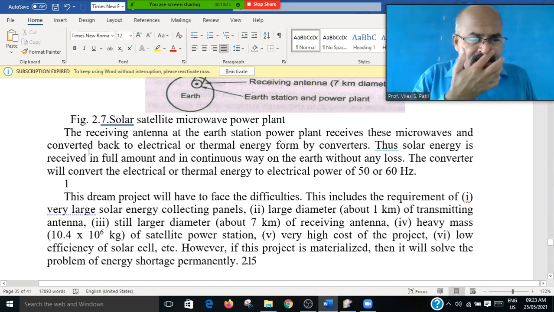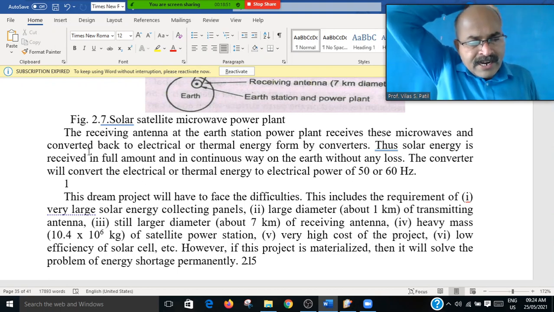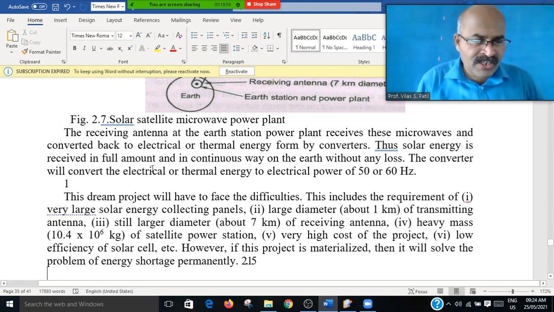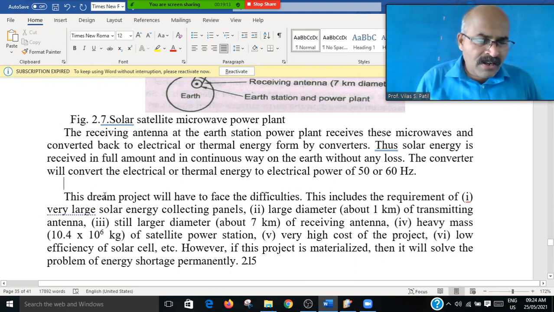The receiving antenna at the earth station power plant receives these microwaves and converts them back to electrical and thermal energy through the converters, and thus solar energy is received in full amount in a continuous way. The converter converts the solar energy to electrical energy having a frequency of 50 to 60 hertz.